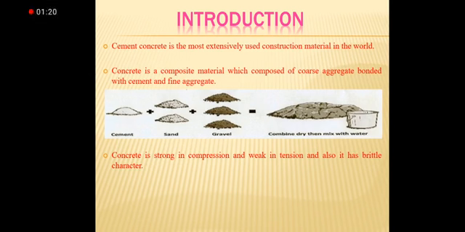Concrete is strong in compression and weak in tension. Thus, it has a brittle characteristic. It is a property of concrete that it is very good in compression but weak in tension.